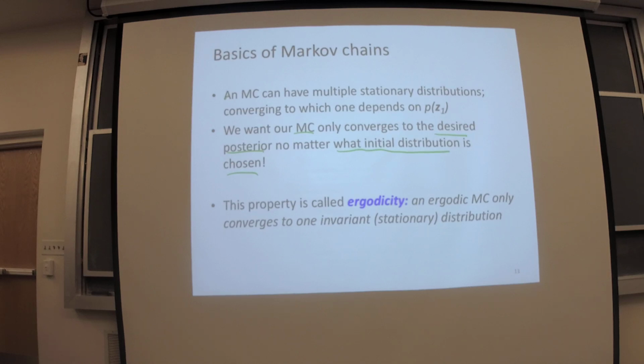does such a kind of Markov chain exist? Yes, this kind of chain is called an ergodic chain, or it's called ergodicity. So an ergodic Markov chain only converges to one invariant distribution, or one stationary distribution. They're basically the same thing.